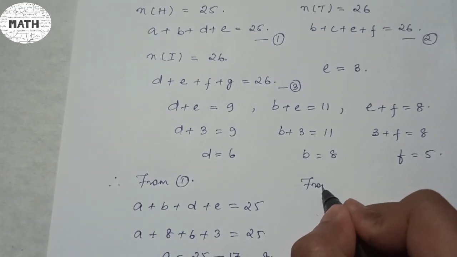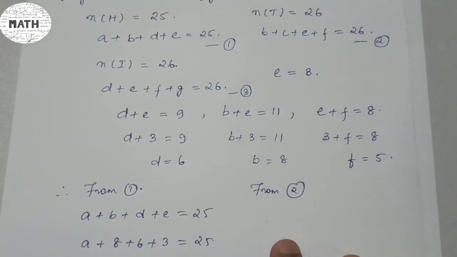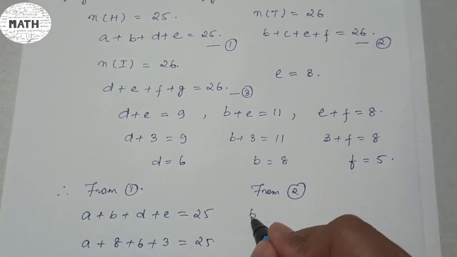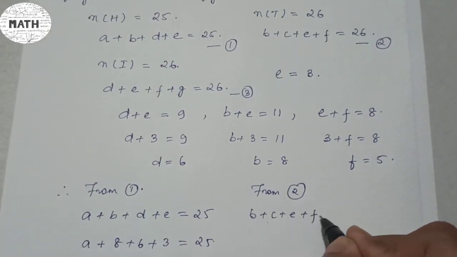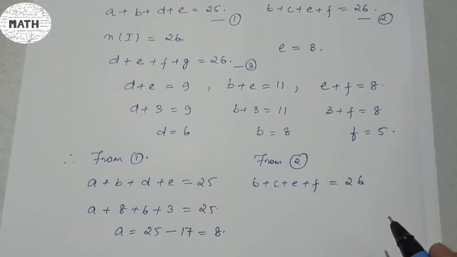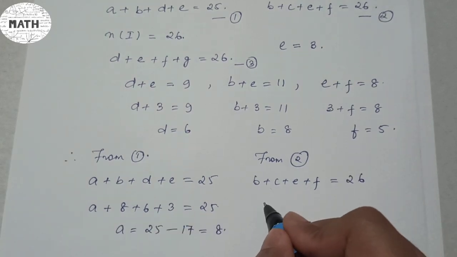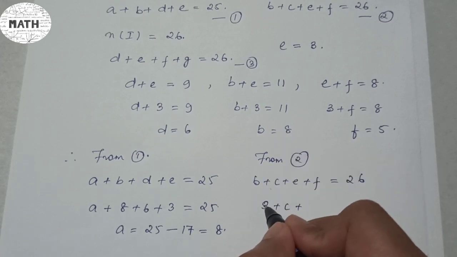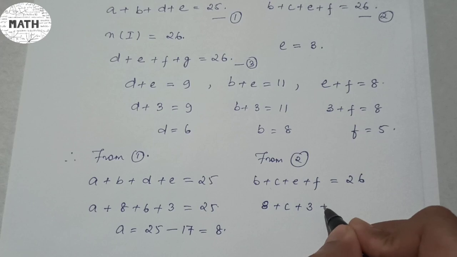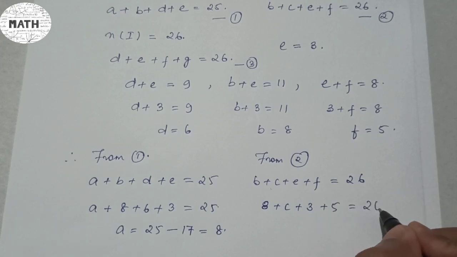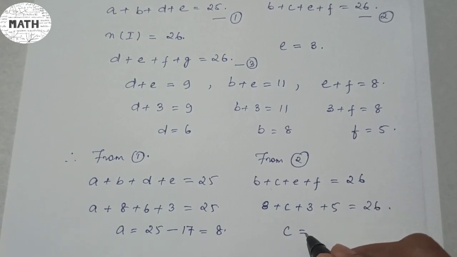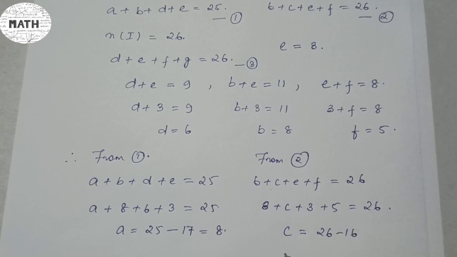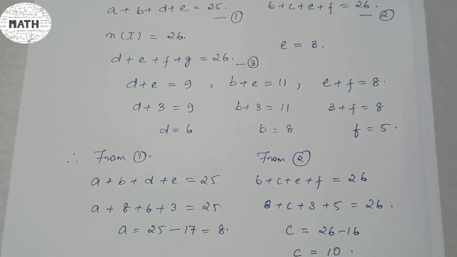Similarly, from 2, I'll get nothing more than B plus C plus E plus F is equal to your 26. So that will be, sorry, not 3, B I got to be 8. Mistake over here. 8 plus C plus 3 plus 5 is equal to 26. So which is C is equal to 26 minus 16. So I got C to be nothing more than 10. I guess you are clear again till there.